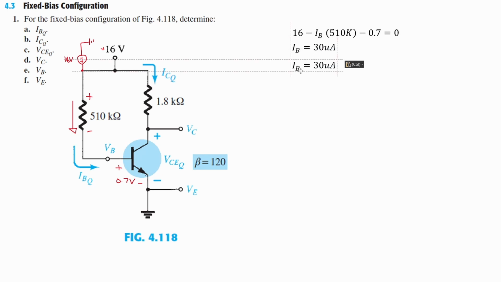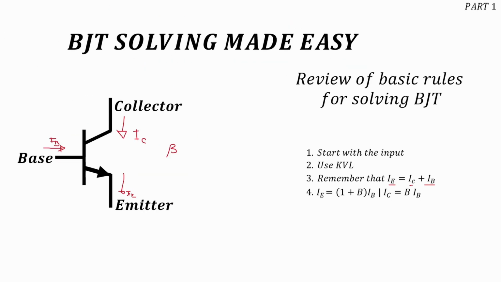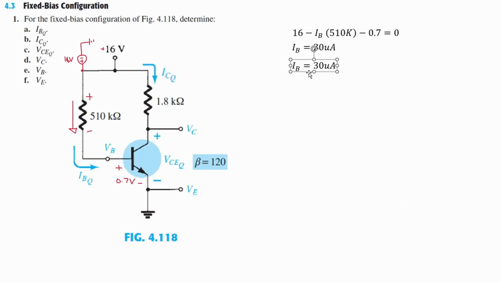Now, remember yung third rule, remember yung relationship nila with regards to beta. So in this case, IC is equal to beta times IB. So we're going to do that. Dito, let's make use of this. IC is equal to beta times IB, which is equal siya sa 120.